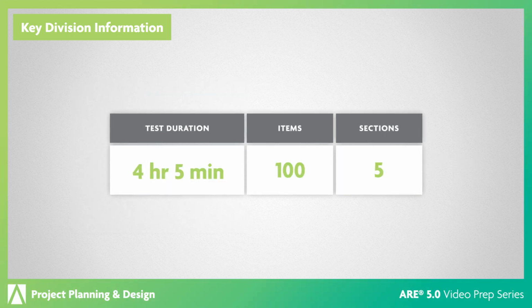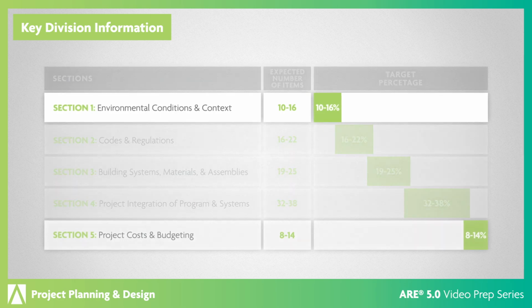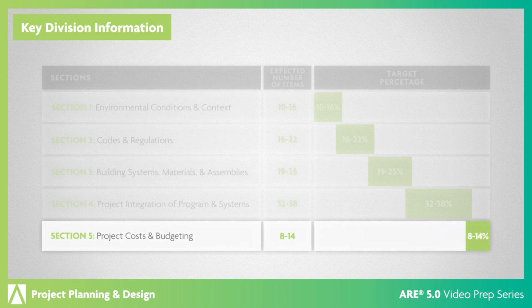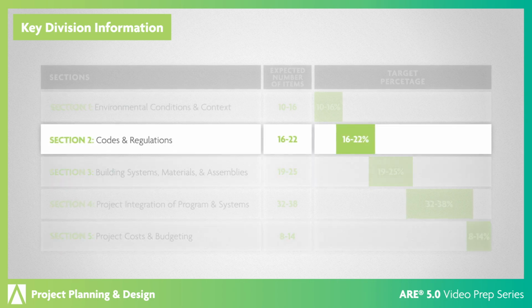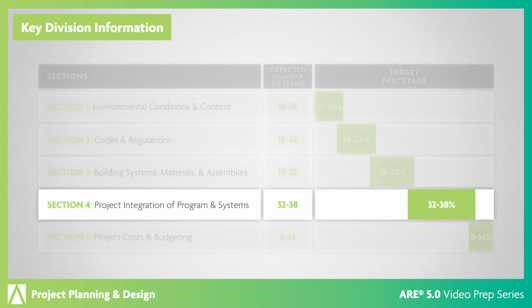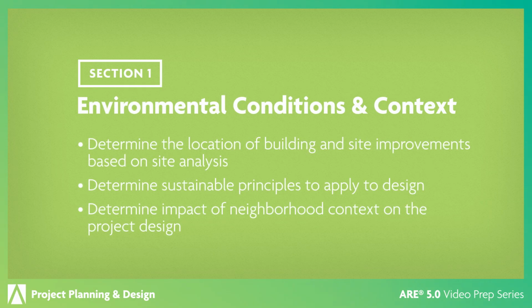You'll have 4 hours and 5 minutes to answer 100 questions in this division. The content is distributed between 2 small sections on environmental conditions and context and project cost and budgeting, 2 larger sections on codes and regulations and building systems, materials, and assemblies, and a large section on project integration of program and systems. In the environmental conditions and context section, you'll use the site information gathered in the programming and analysis phase to plan the site and environmental aspects of a project.